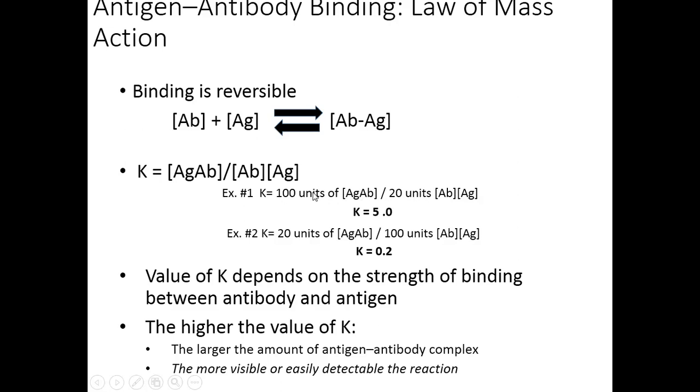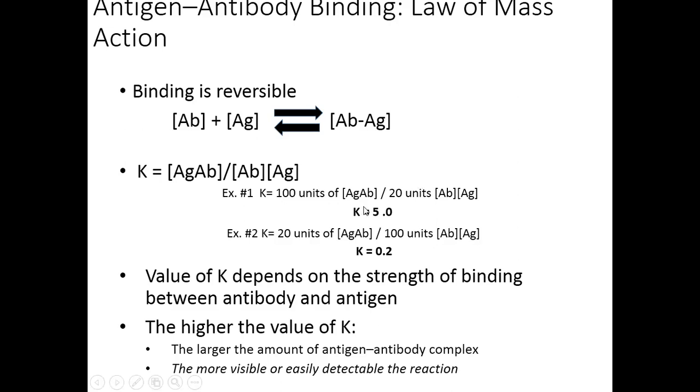We divide 100 by 20 and we get a K of 5. So in this case, we have far more complex antigen antibody than free. And so as a result, we're going to expect that the K is higher, so it means there's more bound antigen antibody complex than free. And so there's a less likelihood that this is going to dissociate.